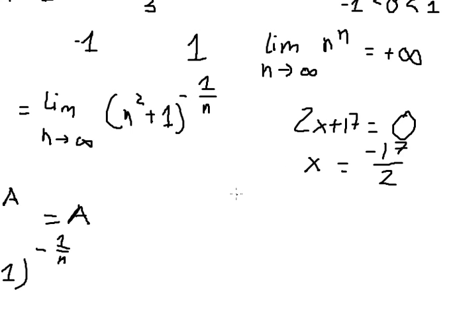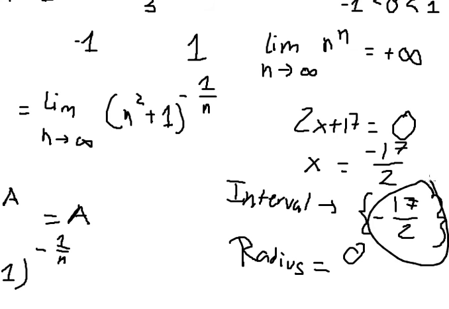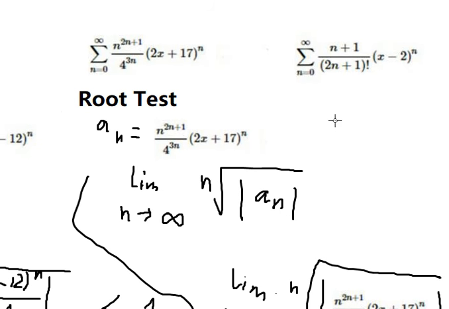So about the interval, we just have only one number in here. About the radius, that is equal to 0 because we just have only one point, so we have 0 for the radius. Now let's go to the next one.